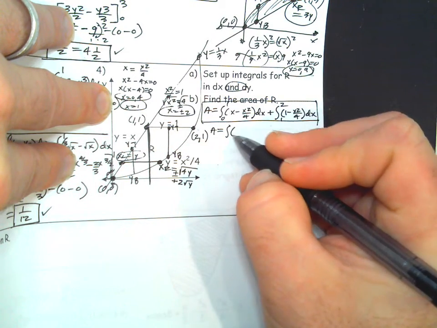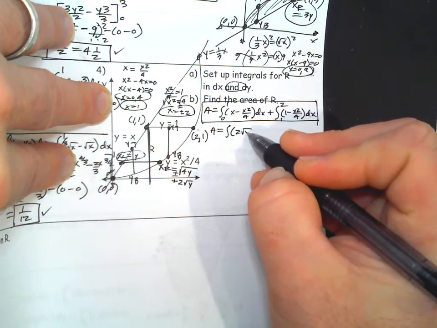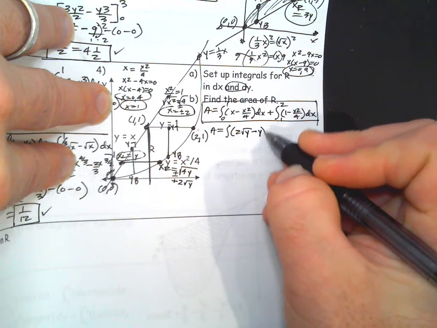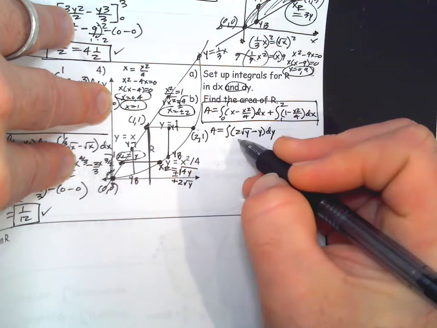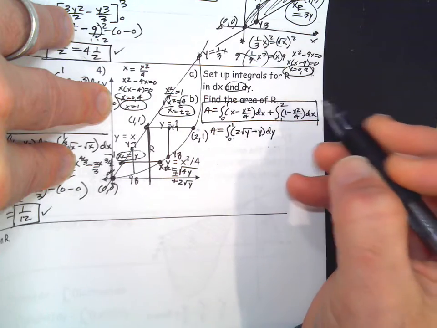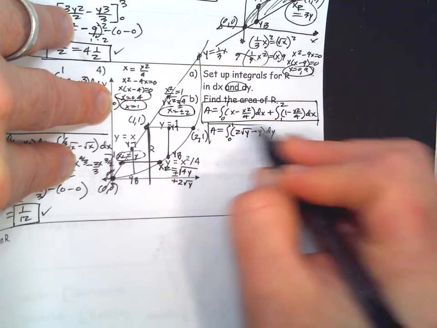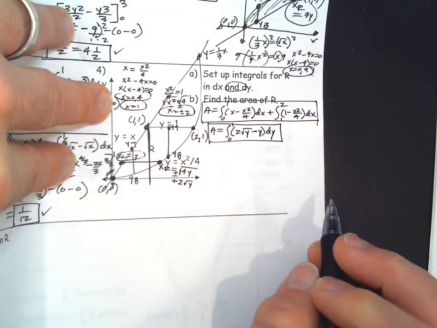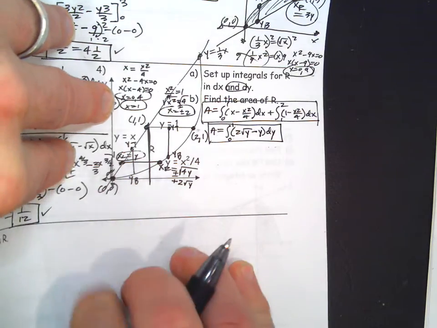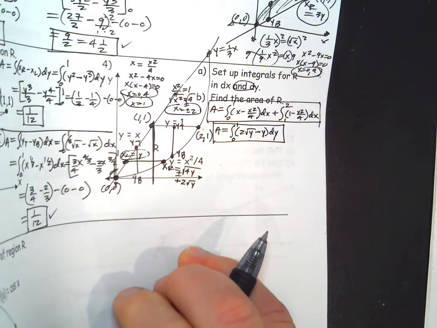So x right is 2 square root of y. X left is y. The limits are in the y direction, bottom y to top y, 0 to 1. And that's the setup for horizontal slices. Way less complicated, right? Way less complicated.